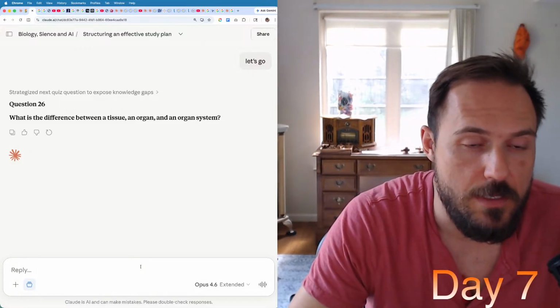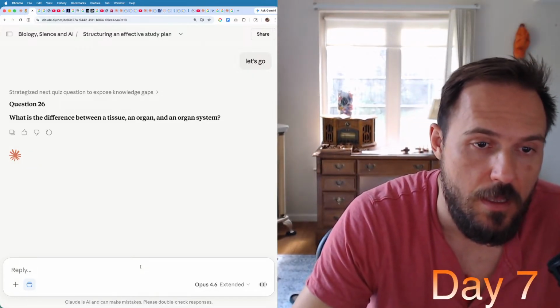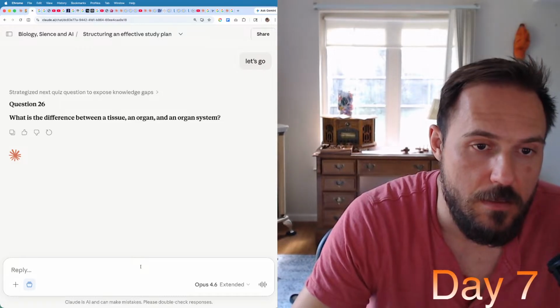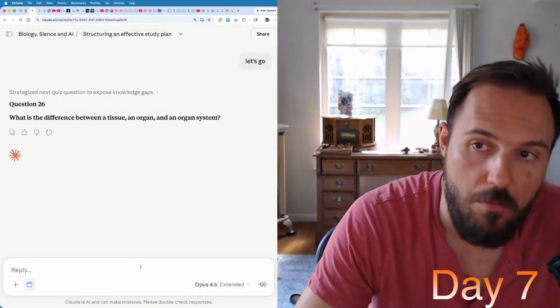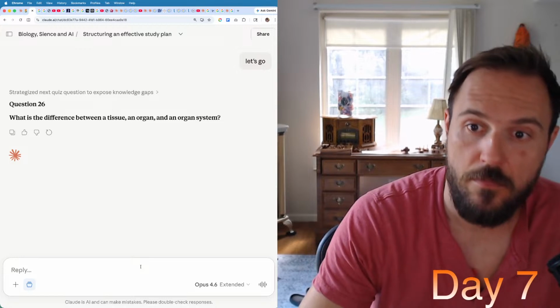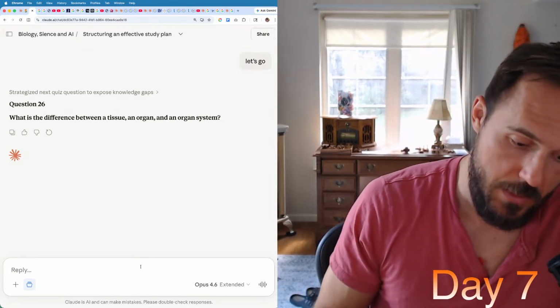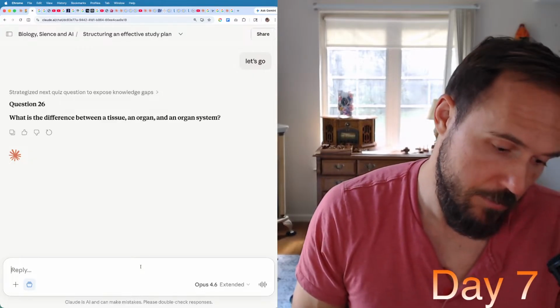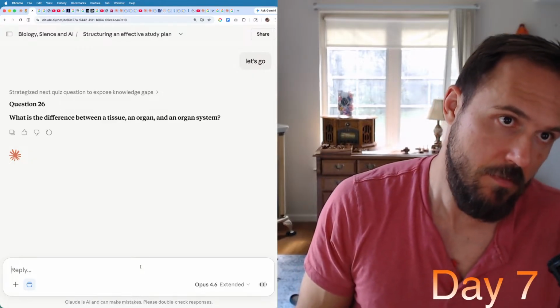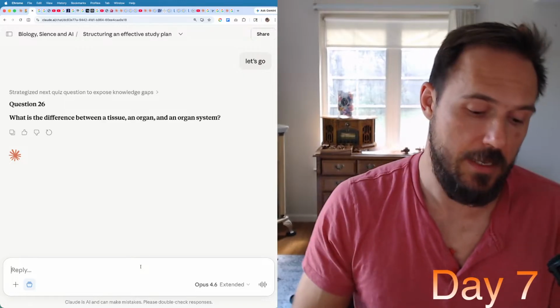And the organ system, it's systems that involve multiple organs, I guess, what we have in our body: heart, lungs, liver, kidneys.